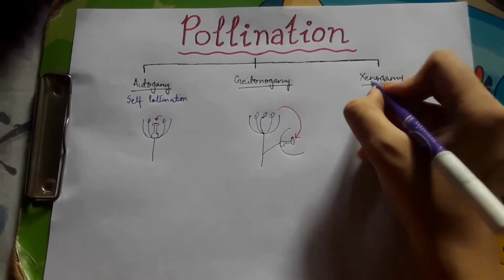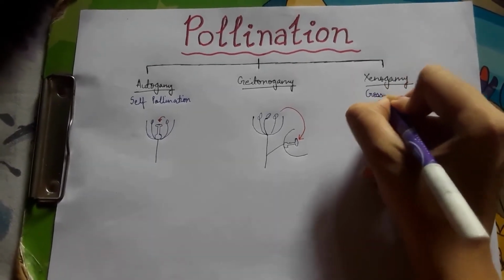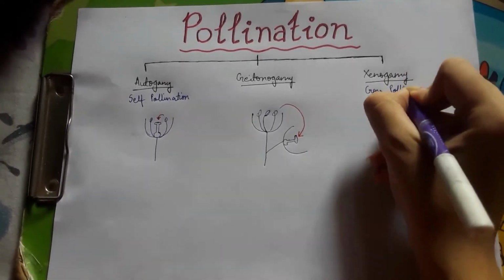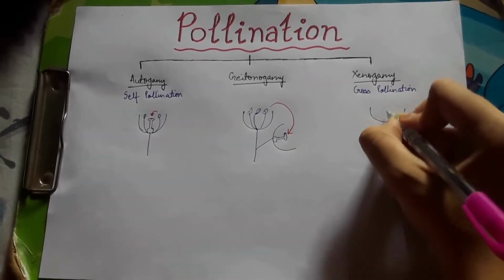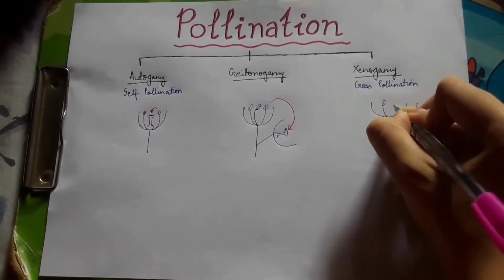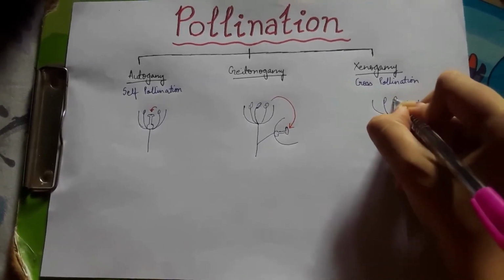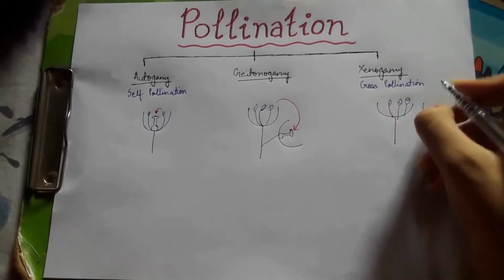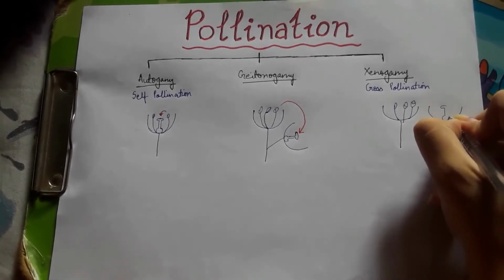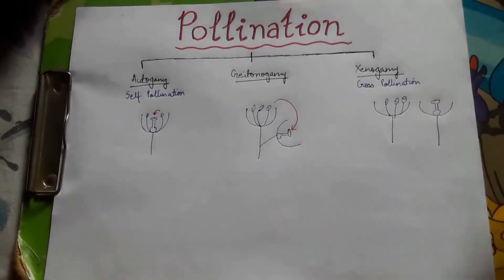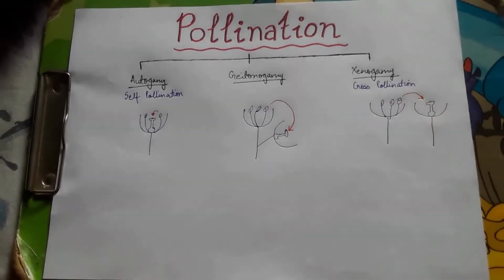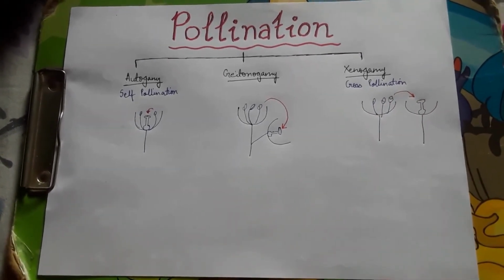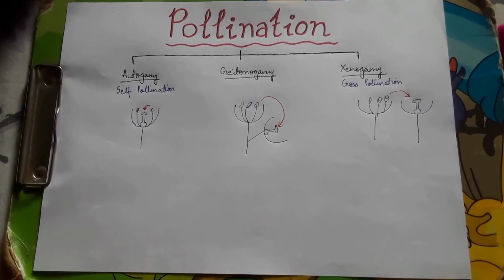Last is Xenogamy. It is also called cross-pollination. This is because it is the transfer of pollen from anther of one flower to the stigma of another flower of a different plant, like this. This is the only type of pollination which brings genetically different pollen to the stigma.